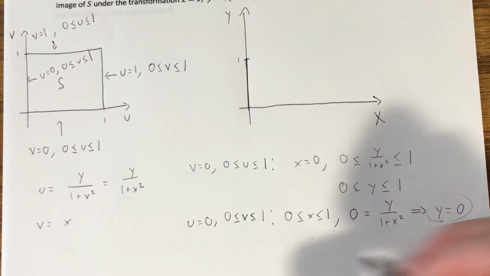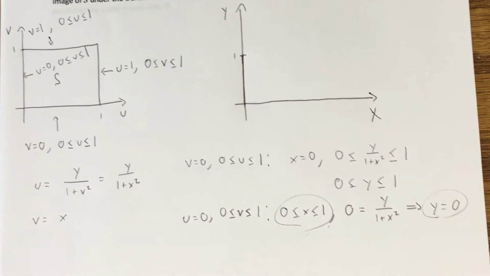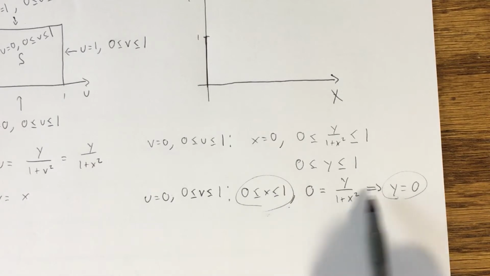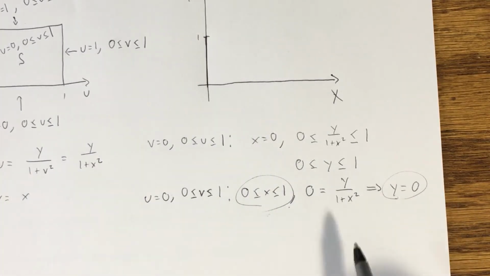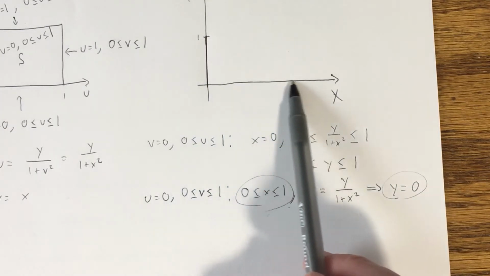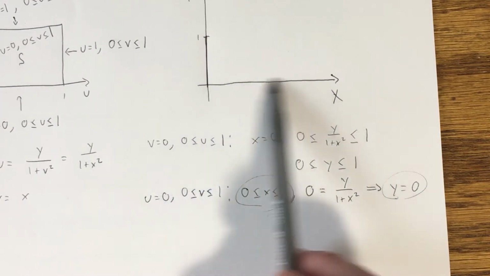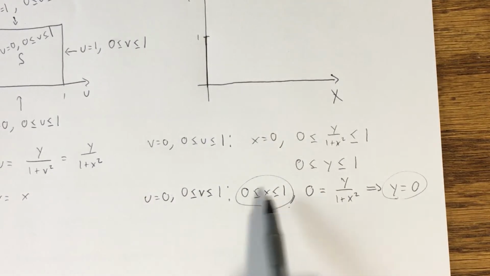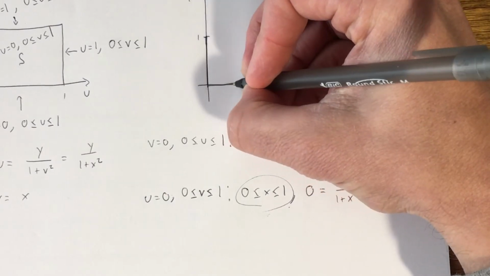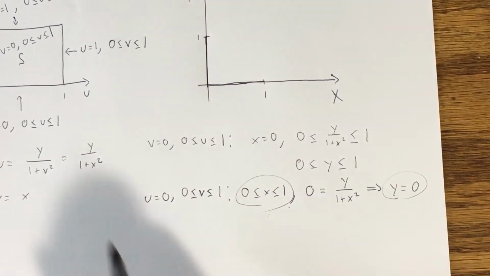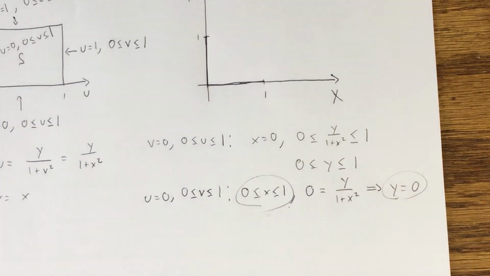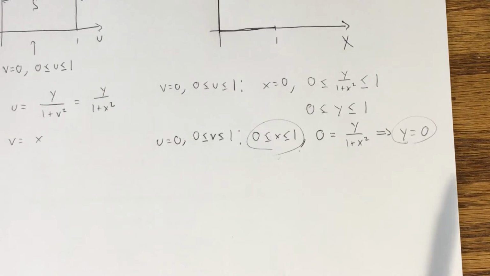Okay, so together these two sets for x and y give me a description of what I want my boundary to look like. y equals 0 is the horizontal line passing through 0 on the y-axis. That is the x-axis. And if we restrict x to be between 0 and 1, then we're talking about this piece of the x-axis right here. Okay, so this boundary of S becomes this boundary of our new region. Okay, we have two more edges to consider.